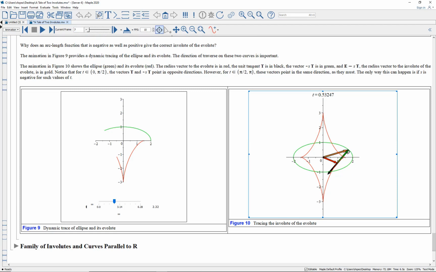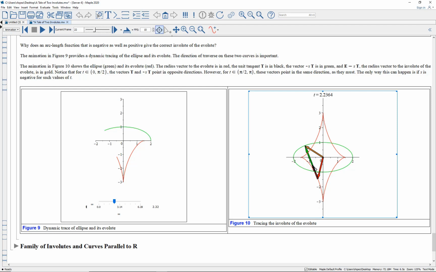Consequently, you get this gold vector, which puts you on the ellipse. But what happens if you go a little bit further? Let's go to this branch of the evolute. The black vector is tangent in the direction in which the evolute is traced.